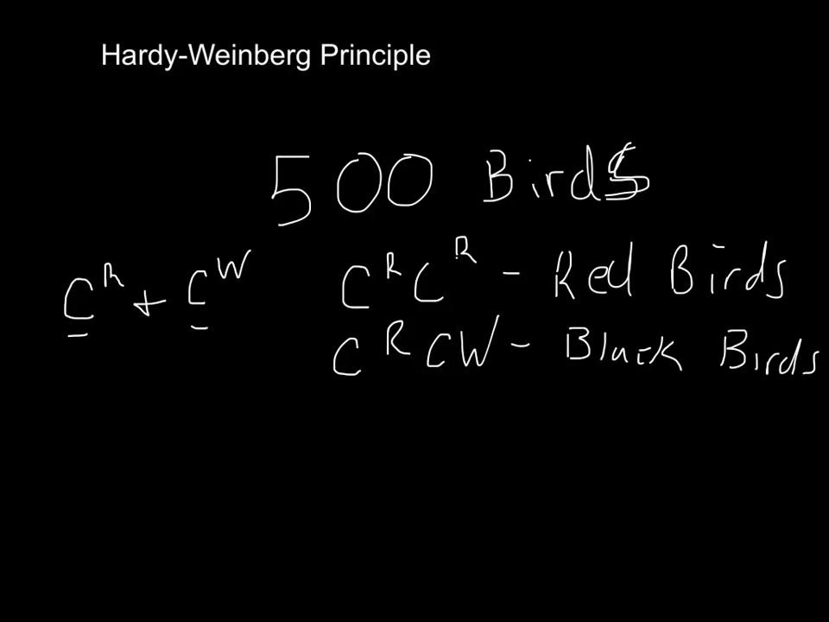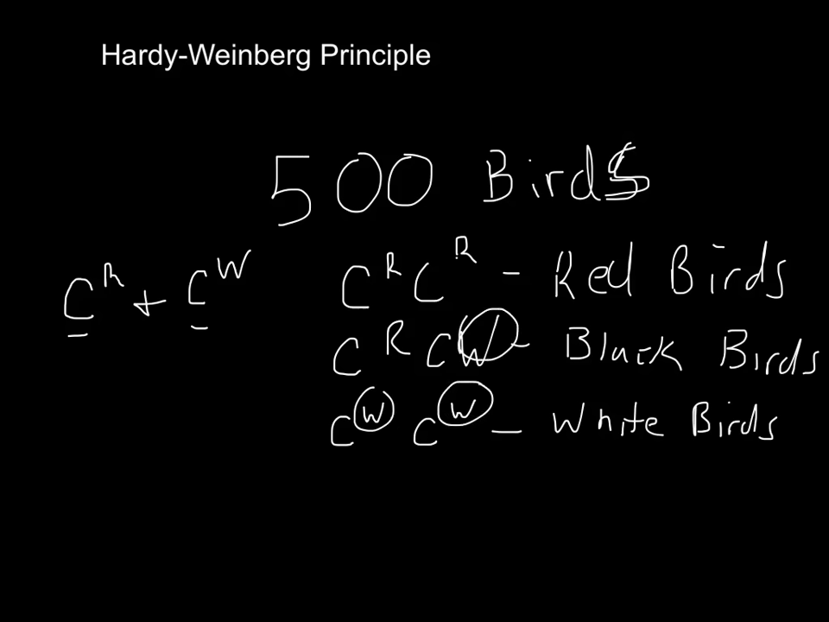And CW CW for whitebirds. Now this W here, you can think of this as big R, little r. We're using W for this due to it being incomplete dominance, and so it shows the phenotypes a lot easier than if we were to do big R, little r. Okay, so I'm going to move on to slide number 2.